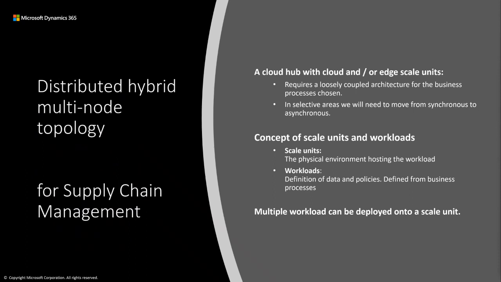We have the concept of scale units and workloads. So the scale units are those physical environments hosting the workloads. So those are the servers, either in the cloud or on premise. And then we have workloads, which are defined and allocated to these scale units. One thing to note, I did mention that you can mix and match depending on whether it's, let's say, a warehouse facility or a manufacturing facility. If there is a facility that does both, you can deploy multiple workloads to those scale units. So you don't need multiple scale units, or it's not a one-for-one relationship. You can have multiple workloads on a single scale unit.